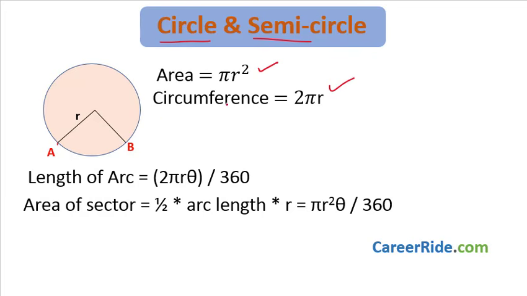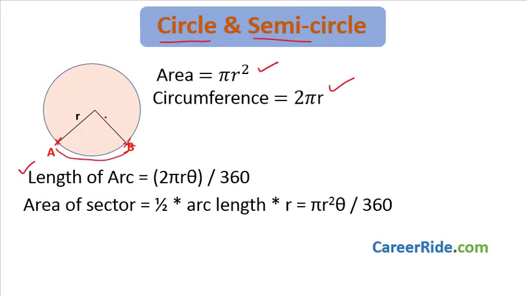So there's nothing new here. What you need to pay attention to here is the length of the arc. So first of all, what is an arc in a circle? Now, if you mark any 2 points on a circle, I have marked them A and B here, and when you join these 2 points, this arc AB is the arc of the circle here.